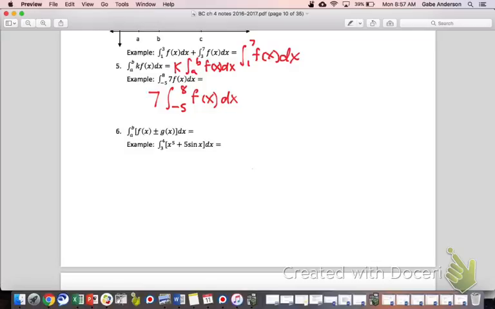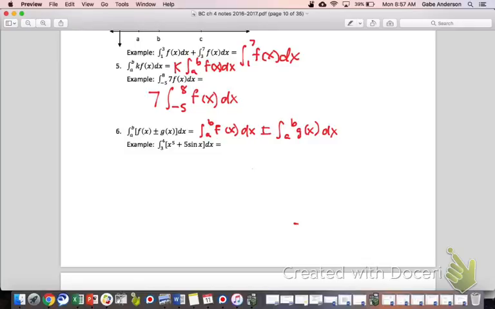So I could take this first one and I could split it up and say, well, really what I'd like to do is the integral from a to b of f of x dx plus or minus the integral from a to b of g of x dx. And so if I've got the integral of a sum, I can split it up to be the sum of integrals. And I can go the other way too. I could smash them back together if I wanted to.